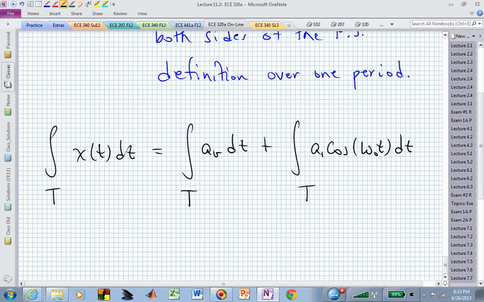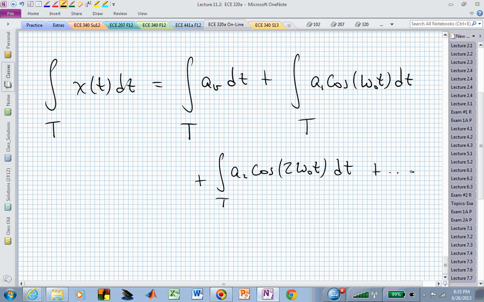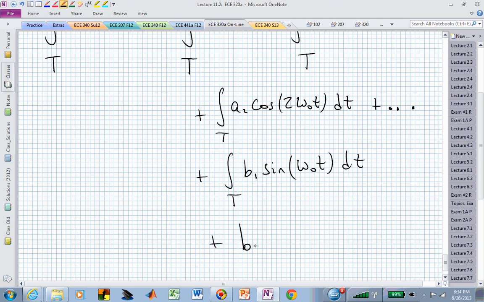I'm running out of space, but I'll just say this is now A sub 2 cosine of 2 omega naught t. A sub 2 corresponds to the second harmonic of the cosine piece, and I could just keep doing that with the different cosines. And I also have all of these sine terms. The first harmonic then is B sub 1 times sine of omega naught t dt. B sub 2 is now sine of 2 omega naught t dt, and that just keeps going and going.